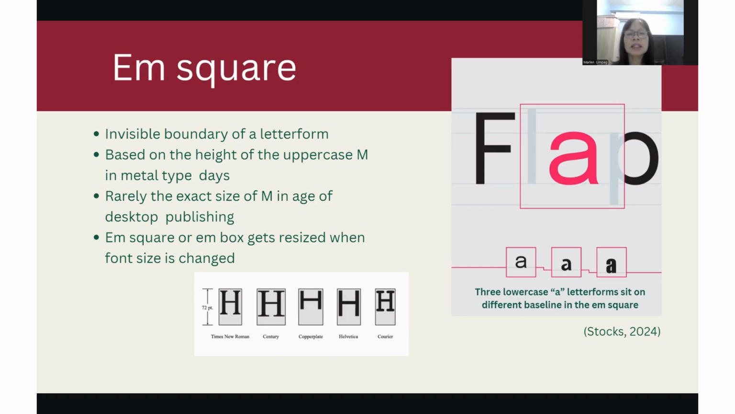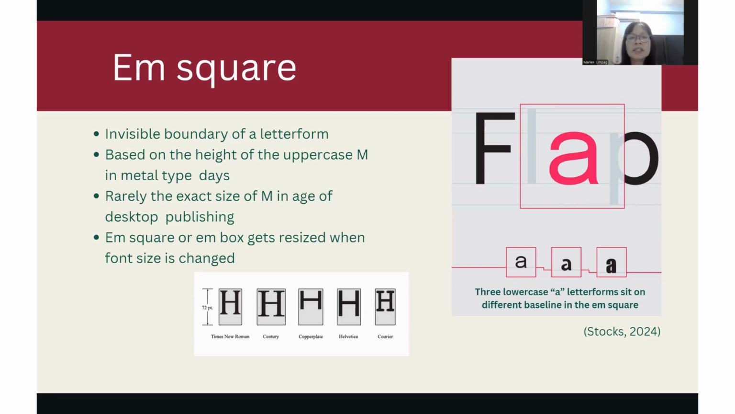Letter forms in a typeface variation are bounded by an invisible box known in typography as the M square or M box. The M square got its name from the days of the metal type because it uses the height of the letter M in any font. Now, despite its name, the M in current typographic measurement is rarely the exact width of the uppercase M, but it is through the M that the size of the font is measured. It is this container that gets resized whenever we change the font size.